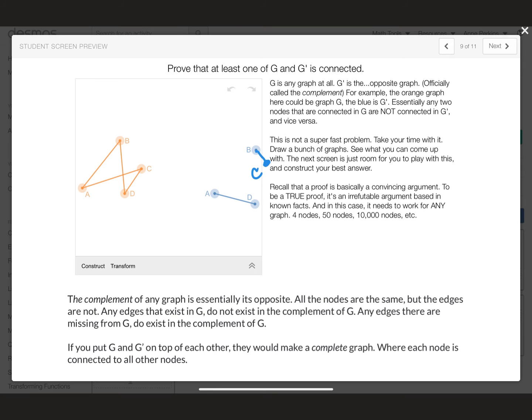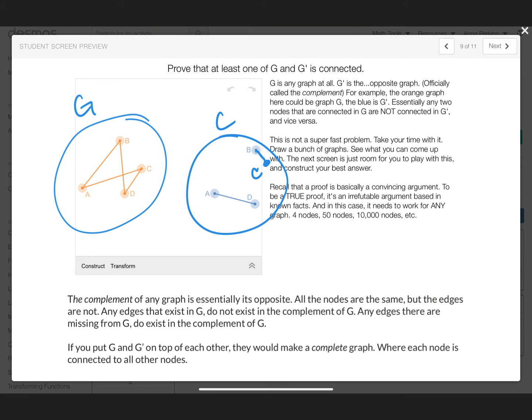So the complement of any graph is essentially its opposite. All of the nodes are the same, but the edges are not. Any edges that exist in G do not exist in the complement of G. So here, A and B are connected. Here, A and B are not directly connected. B and C are not directly connected. Here they are. So this is like G, and this is the complement of G.